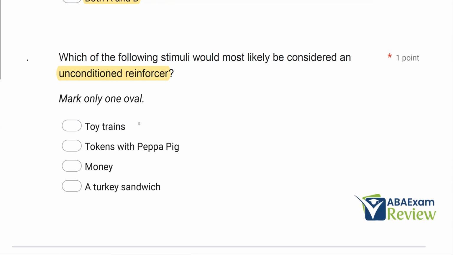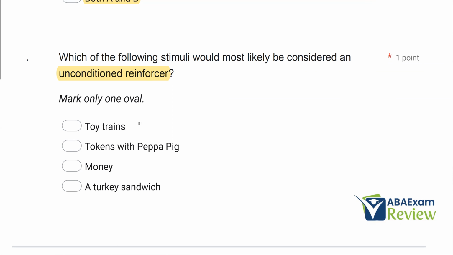So are toy trains unconditioned? Well, no, right? Toy trains are obviously just an item that develops reinforcing properties for some people over time. What about tokens with Peppa Pig? Tokens are one of the main conditioned reinforcers, right? Because we pair tokens with other things. Same as money. Money holds no value until money is paired with other items.